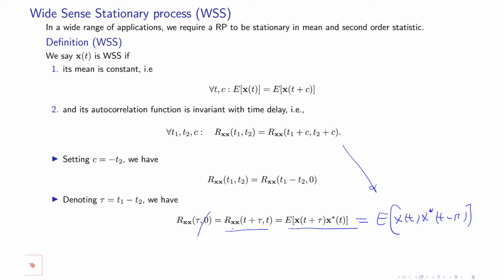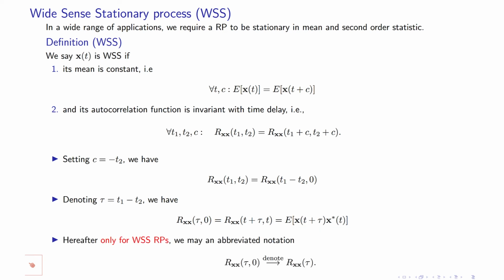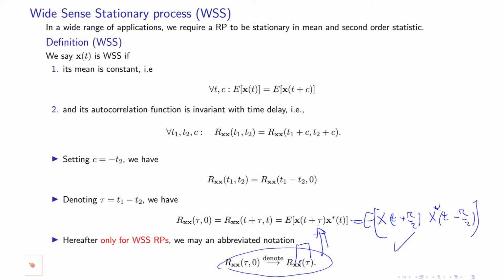Some people abbreviate that and don't write these extra 0, 0 here, and we do that as well. So hereafter, only for wide sense stationary random processes, we may use this abbreviated notation. This means that you take a sample at this time, and this one is a sample taken at time 0, or you can use this definition. So this is the definition. Sometimes you can write the mean of x of t plus tau over 2, half of tau put here, and then x conjugate of t minus tau over 2. This is also correct.